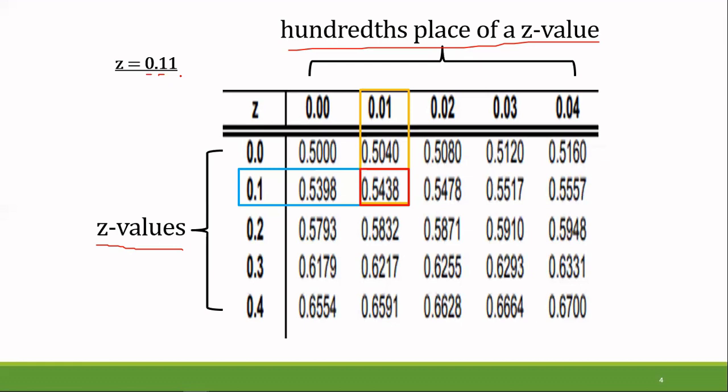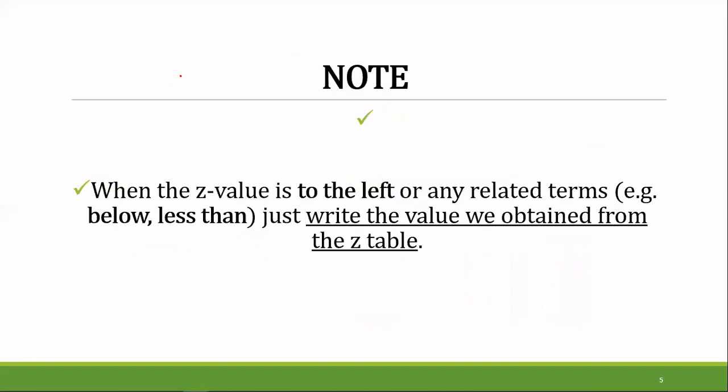Now, there are cases in identifying the values of the shaded area of z values. We have three cases. I will present to you the first case, which is when the z value is to the left. Remember, to the left, or any related terms, for example below or less than, just write the value we obtained from the z table. So we won't do anything else. We just locate the value of the z value in the z table to get our answer, as long as we have keywords like to the left or other related terms like below or less than.